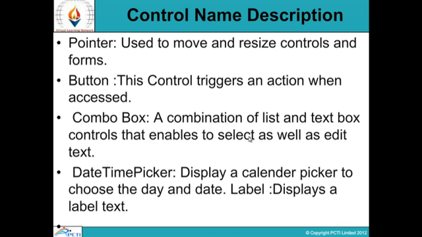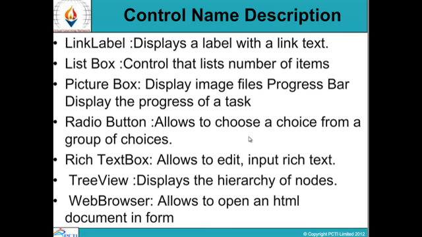Combo box. Combo box is basically a combination of list and text box that enables you to select as well as edit the text. Next control is date and time picker. It displays a calendar picker to choose the day and date. Label basically is used to label the text. Next control that we are going to discuss is link label. Link label control displays a label with link text.